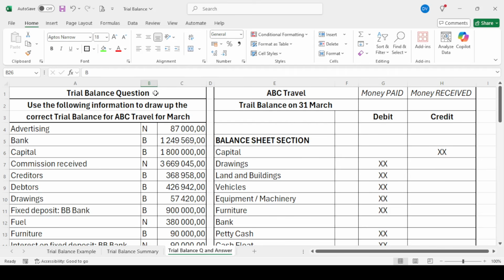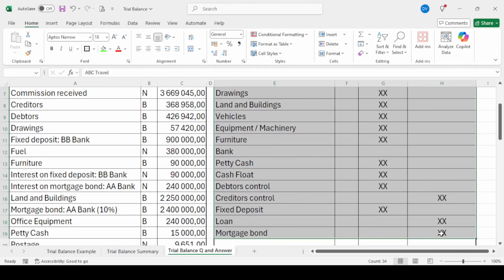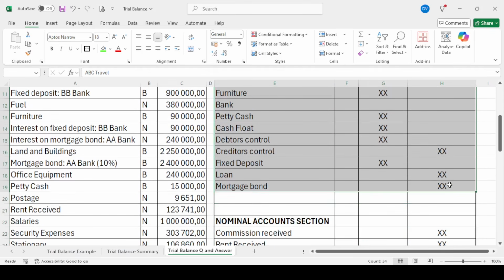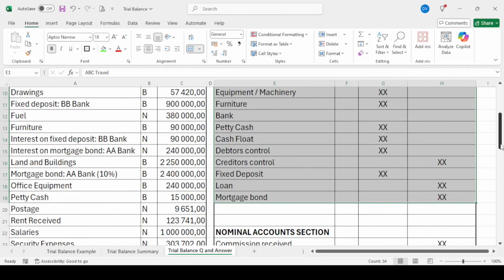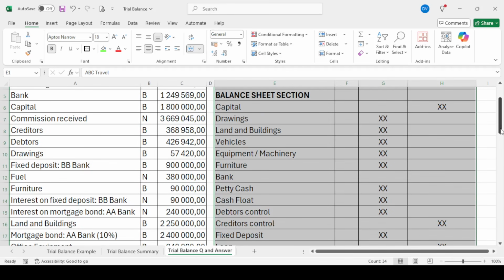Okay. After you've made your little note with your pencil indicating N or B, the next thing that you should do is to write out your trial balance format up to the liabilities, which is the last thing before you get to the nominal account section. You copy that to your answer sheet because you have now studied really hard and you know it really well, ne? And you're going to copy it onto your answer sheet.